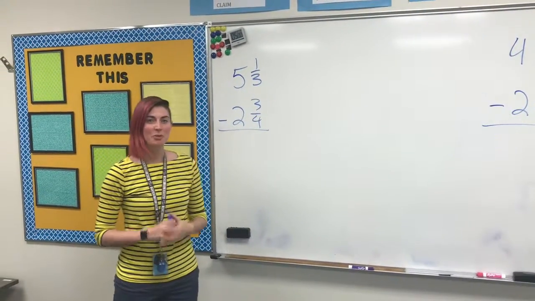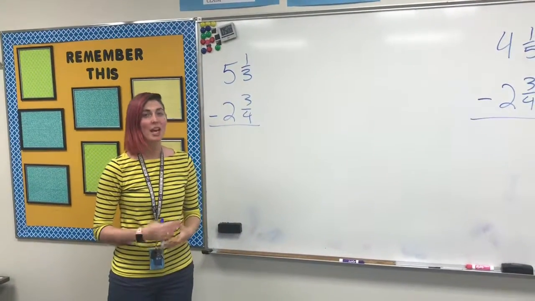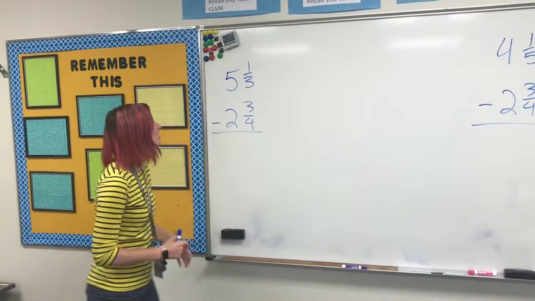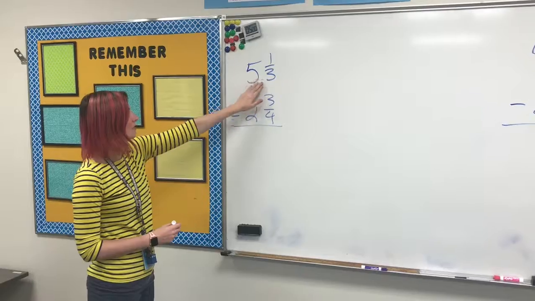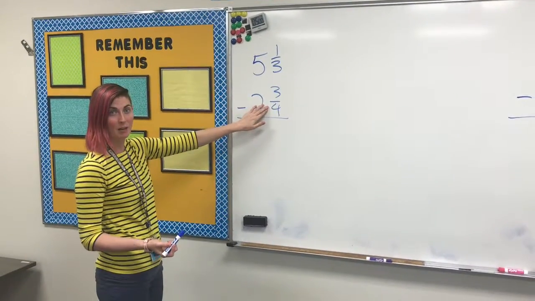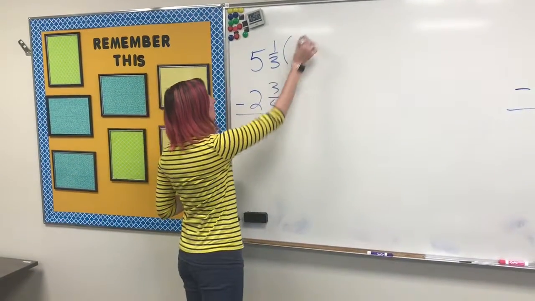In this video, we're going to be subtracting mixed numbers with different denominators and borrowing from the whole. So here we have 5 1/3 minus 2 3/4. We have different denominators. We have to come up with a common denominator. So we're going to start by putting our parentheses.